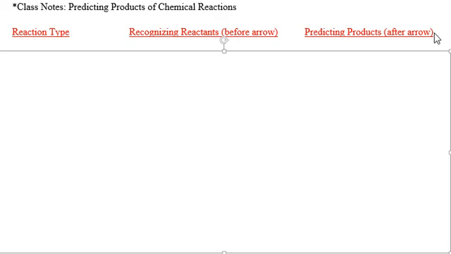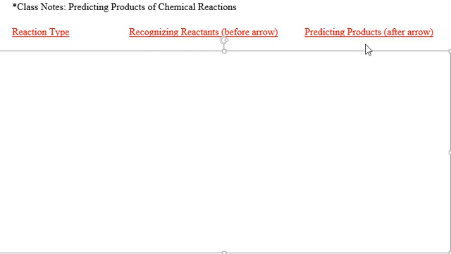Make 3 columns like this. So reaction type, and these are the 5 reactions that we've gone over. We're going to go through each one of those again. So synthesis, decomposition, single replacement, double replacement, and combustion all have to fit here. If you have large handwriting, you might want to try writing a little bit smaller today. Recognizing the reactants and then predicting the products.